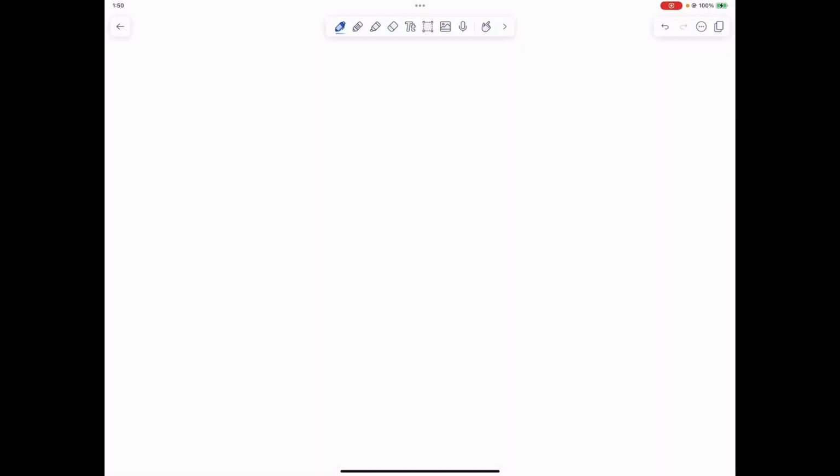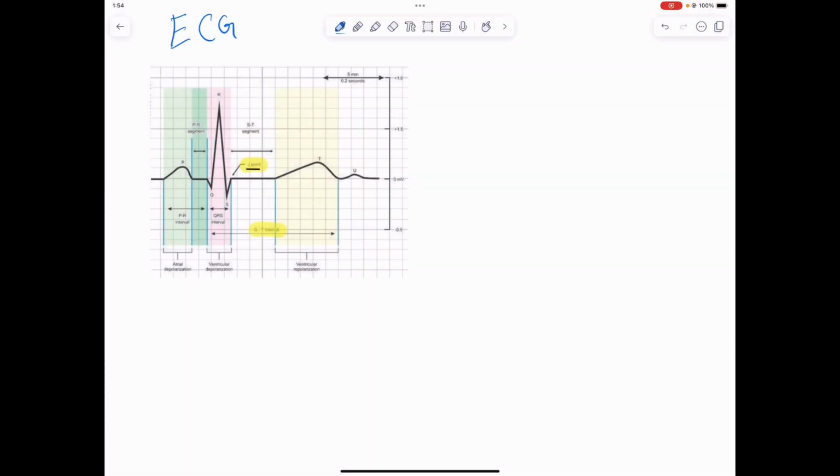Now in ECG we have the PQRS-TU complexes. Now how will you understand? Firstly, the PR interval represents atrial depolarization, and it is around 0.12 seconds, and then we have the QRS interval. That QRS interval can be 0.1 to 0.20 seconds, and the J point is the isoelectric point.